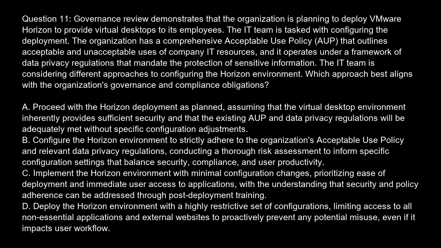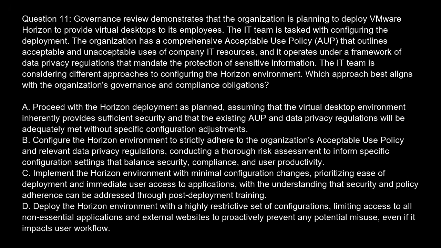IT management. Question 11. Governance review demonstrates that the organization is planning to deploy VMware Horizon to provide virtual desktops to its employees. The IT team is tasked with configuring the deployment. The organization has a comprehensive acceptable use policy, AUP, that outlines acceptable and unacceptable uses of company IT resources, and it operates under a framework of data privacy regulations that mandate the protection of sensitive information. The IT team is considering different approaches to configuring the Horizon environment. Which approach best aligns with the organization's governance and compliance obligations? Option A.